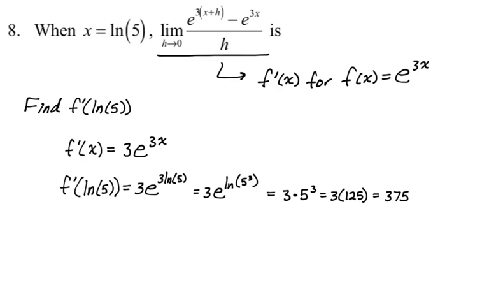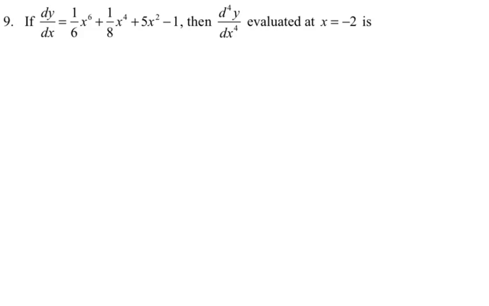All right, let's look at number 9. If dy/dx is equal to 1/6 x to the 6 plus 1/8 x to the 4th plus 5x squared minus 1. Okay, so that's dy/dx. We're going to find the fourth derivative evaluated at x equals -2. I think they're trying to mess you up here and make you think you need to find y and then keep going from there. But there's no way I'm going to do that.